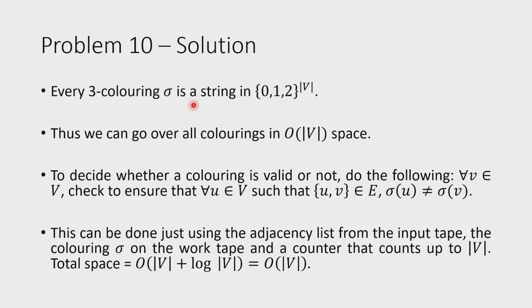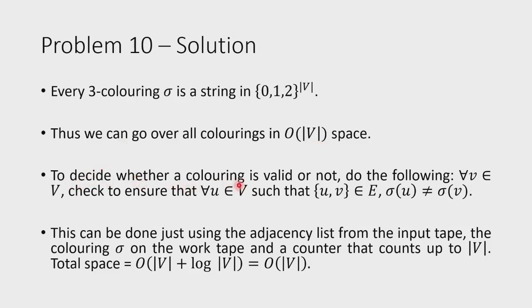Now, since the number of strings is 3 to the size of V, we can go over all the colorings in order size of V space, right? Because every string is of size V, so we can basically write a string in order V space and check if it's valid or not, right? Now, suppose we have written a coloring on our work tape. How would we check whether this is correct or not?